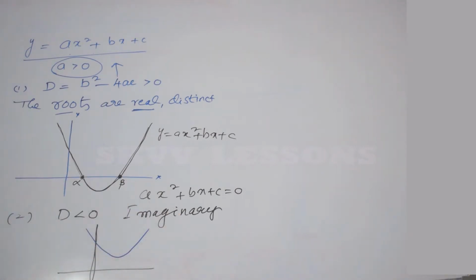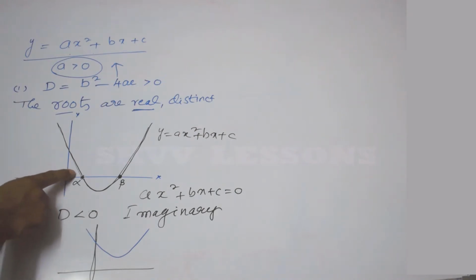So the graph of y equals ax square plus bx plus c, in this case where D is negative, looks like this. It is not meeting the x-axis, neither intersecting nor touching in the case of D negative. Now you can observe one thing in these two graphs.